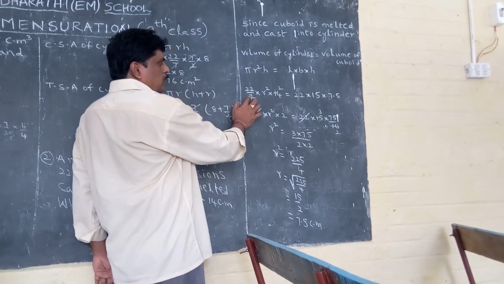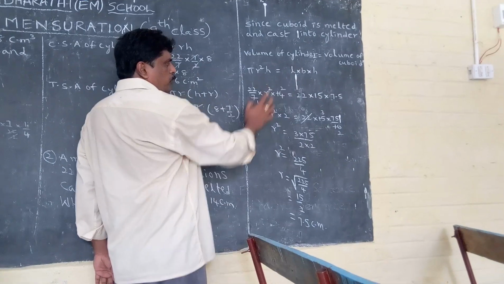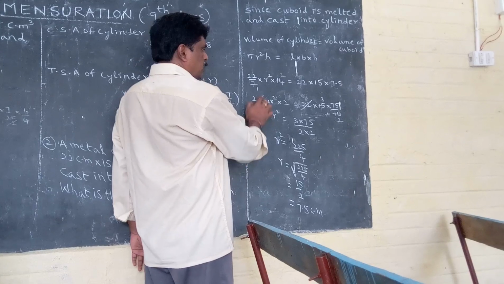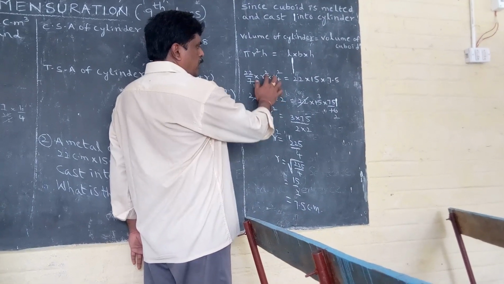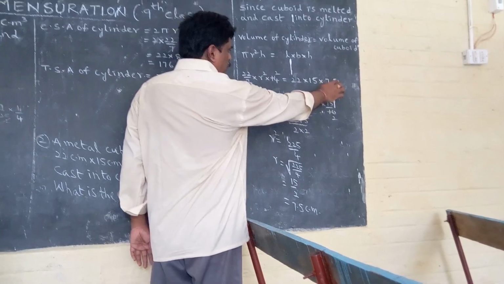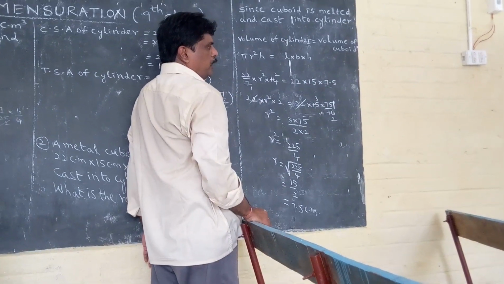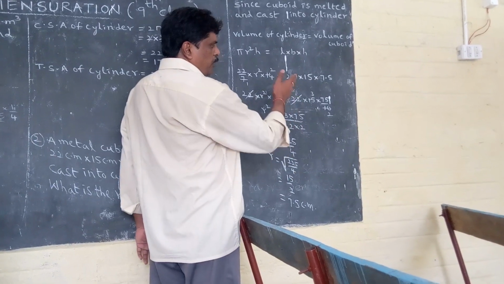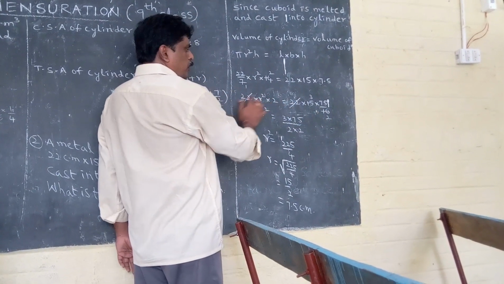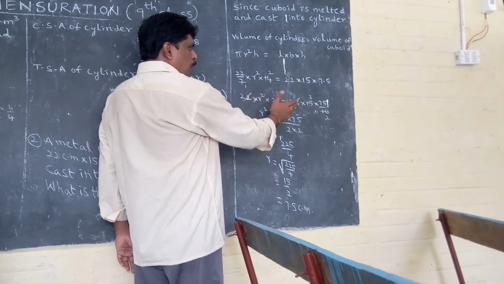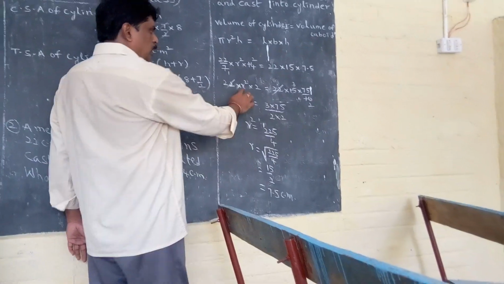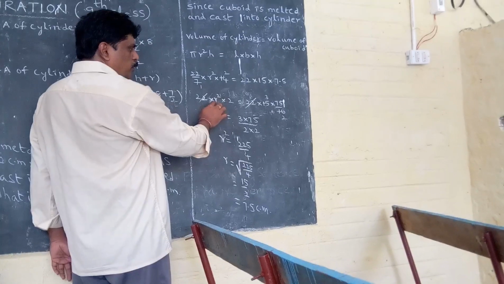So I have to cancel, 7 1s are 7, 7 2s are 14. So here 22 into r square into 2, that is equal to 22 into 15 into 7.5. Remove the point here, that is if you remove the point, 75 by 10. So here 22 and 22 are common on both sides, so 22 and 22 are cancelled. Then r square, here 2 is multiplied with r square.